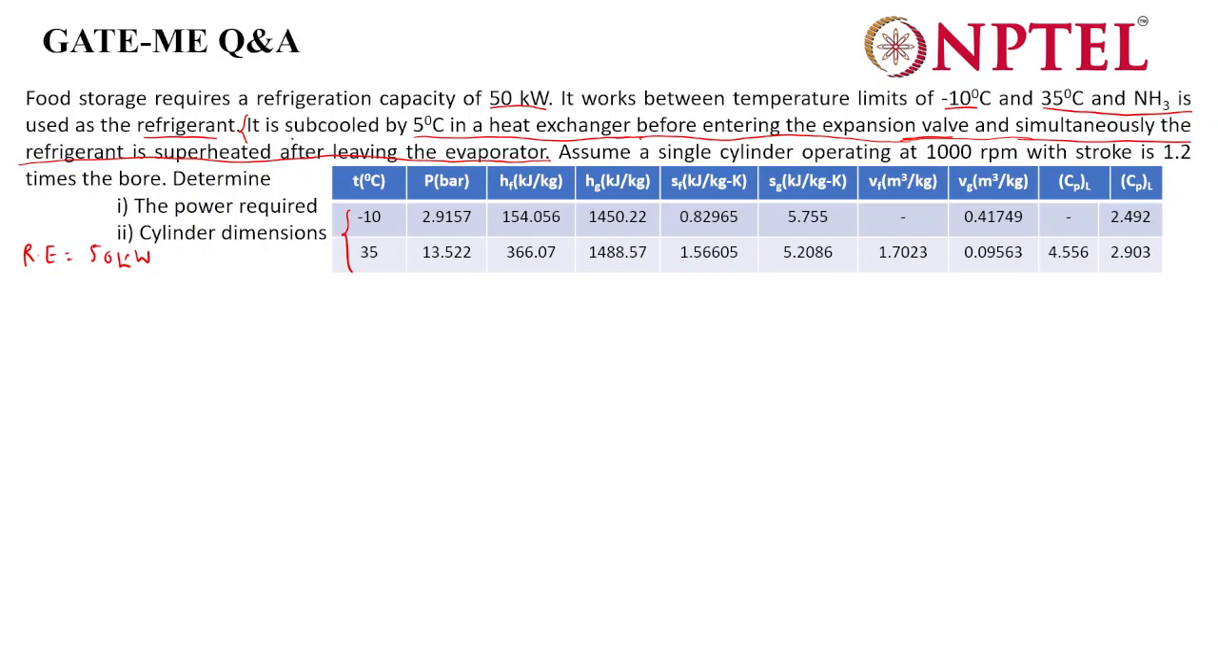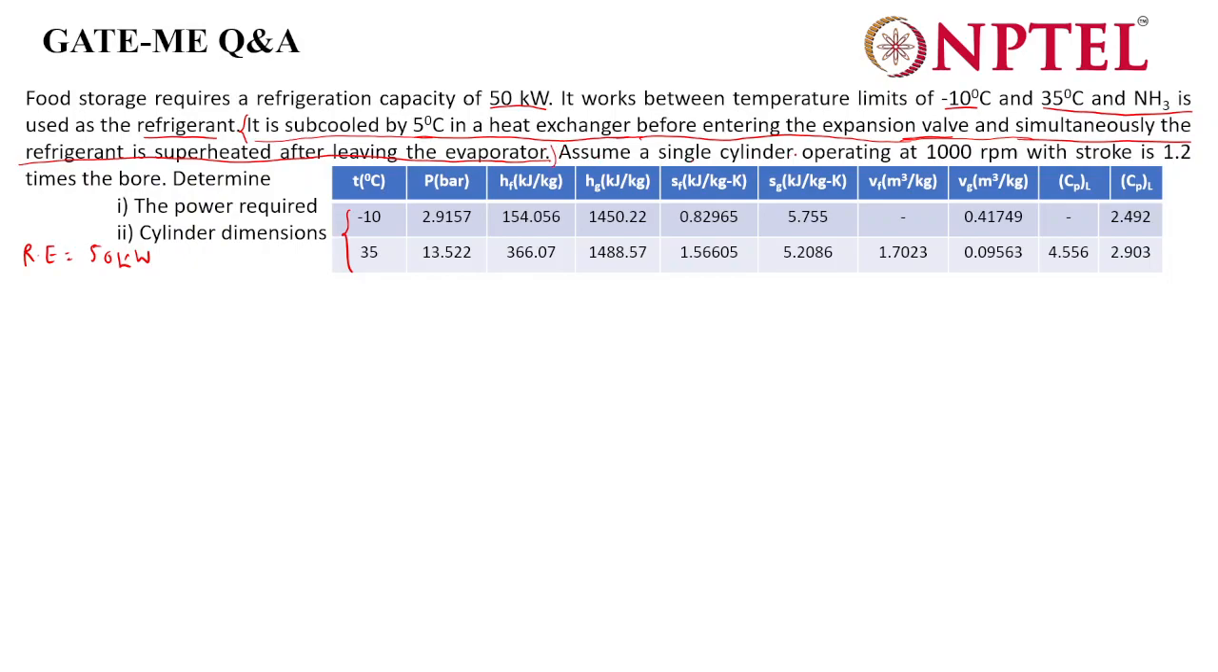Okay, so here it is subcooled by 5 degrees Celsius in a heat exchanger before entering the expansion valve. Now is this line clear or not? Yes, sir. And simultaneously the refrigerant is superheated after leaving the evaporator. They haven't told how much superheating there is, right? That you have to calculate. How will you calculate? I have given the hint just now.